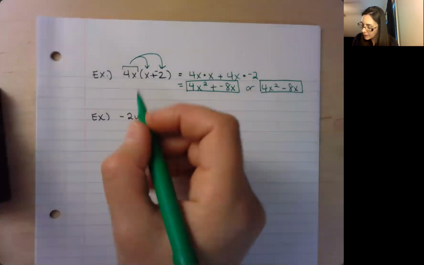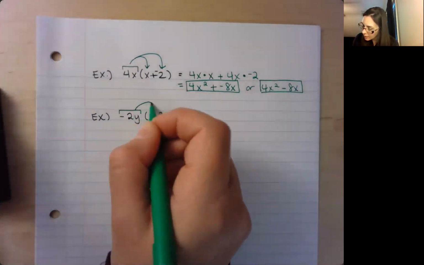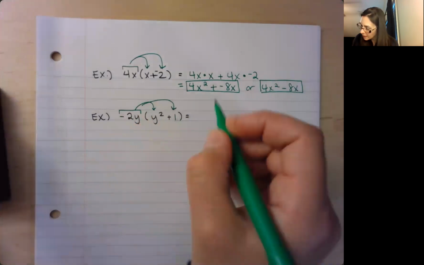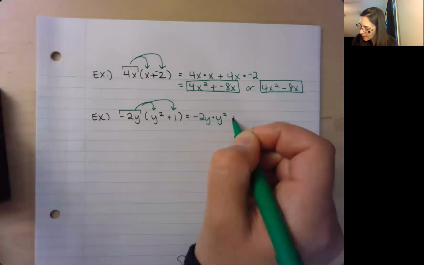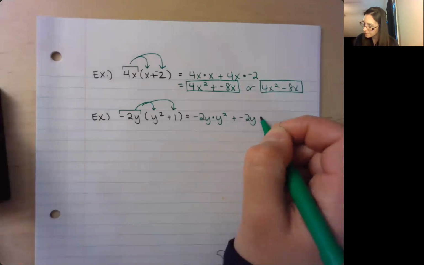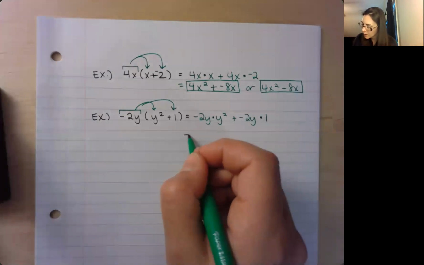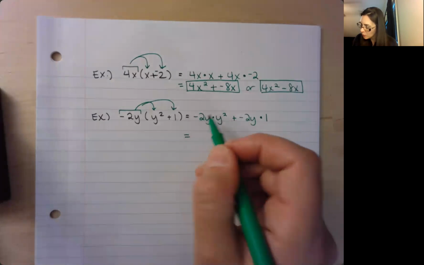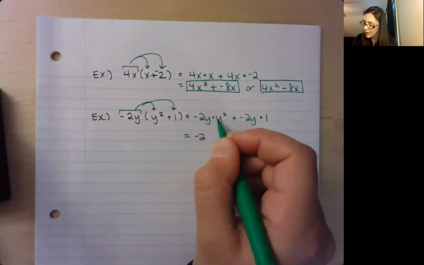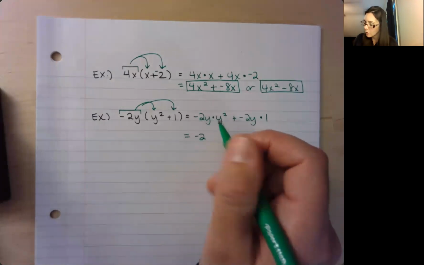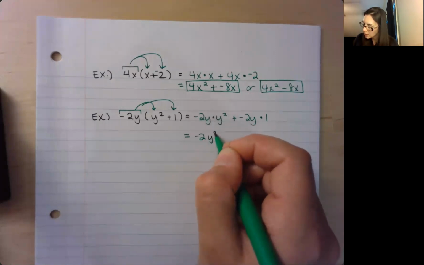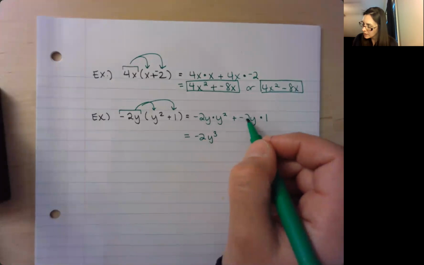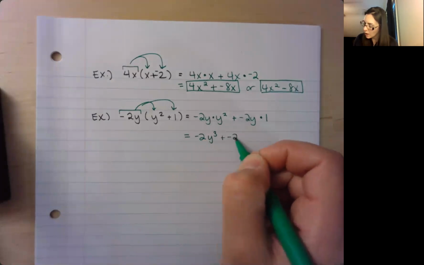Here, I have a minus 2y that's being multiplied. So I have minus 2y times y squared plus minus 2y times 1. Here I just have negative 2, and then a y and a y squared. That gives me 3 y's altogether. 1 here and 2 here. This becomes y cubed. Negative 2 times 1 is still negative 2, and still the y.